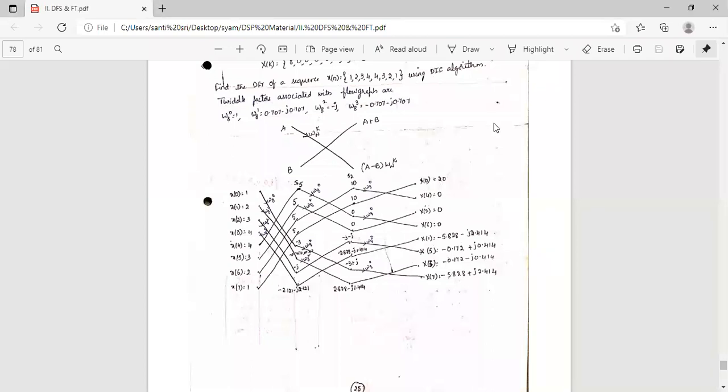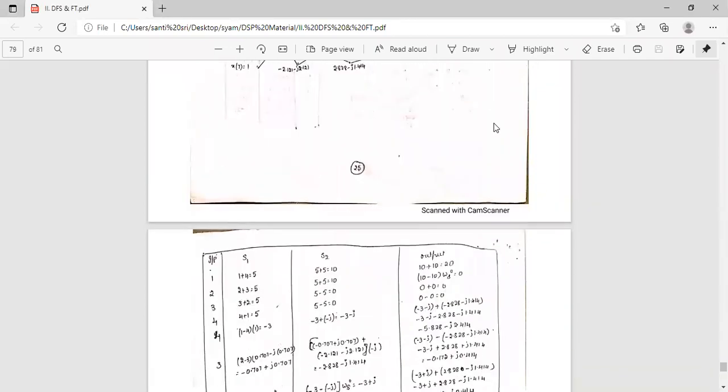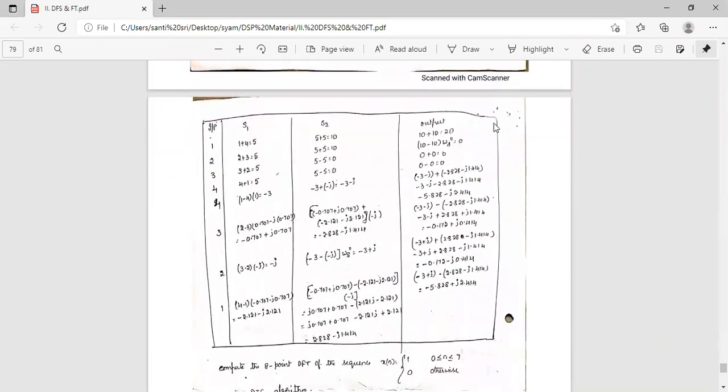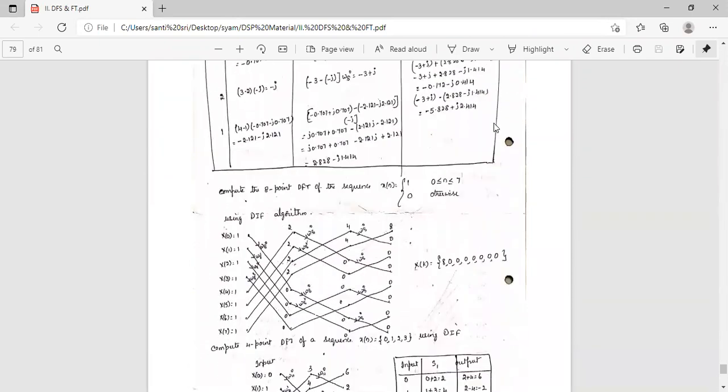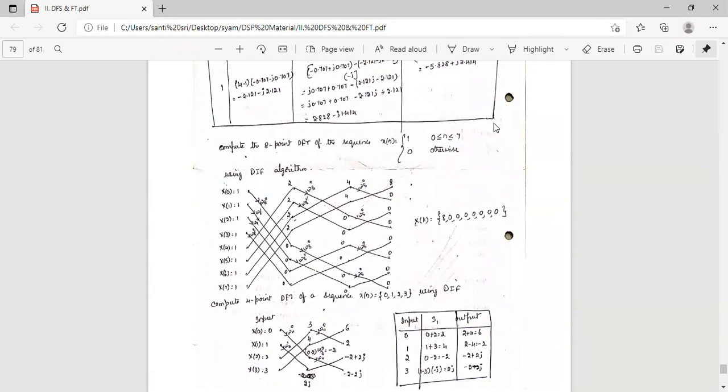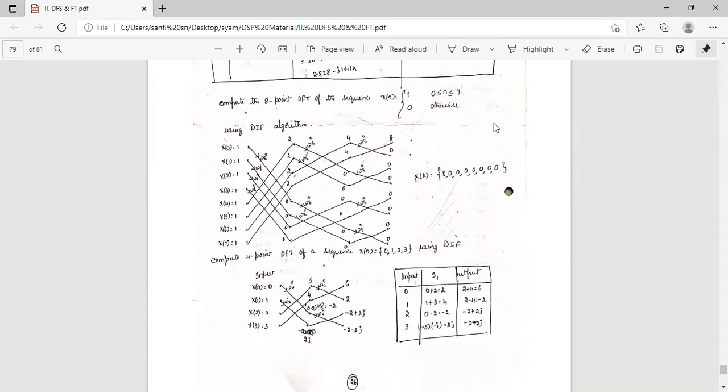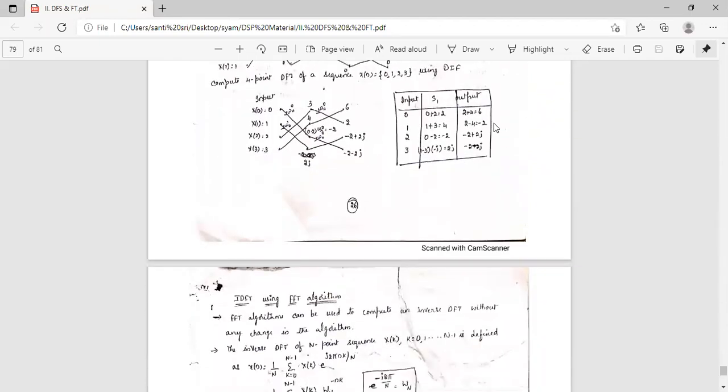So 10 minutes time is there. Next, coming to how to calculate these values. Next, compute the 8-point DFT of the sequence x of n equal to 1 for 0 less than or equal to n less than or equal to 7, and 0 otherwise; this problem is already solved. Again, the 4-point DFT of the sequence 0, 1, 2, 3. It is a simple one, we can do it.